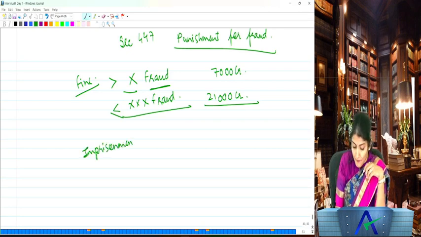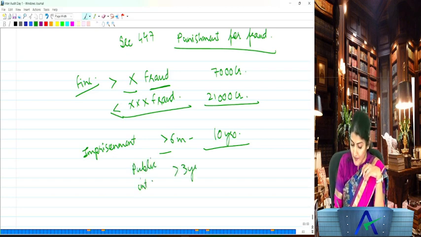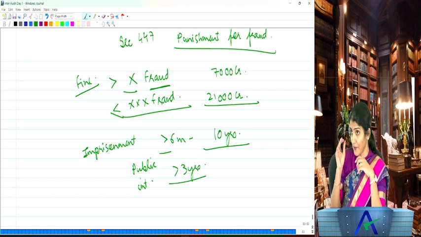Not less than 6 months, which may extend up to 10 years. And if the fraud involved is in public interest, then the minimum period of imprisonment is 3 years. Are you understanding that? Right?